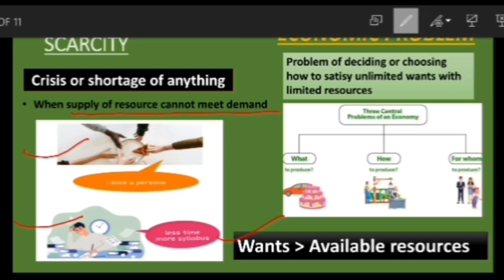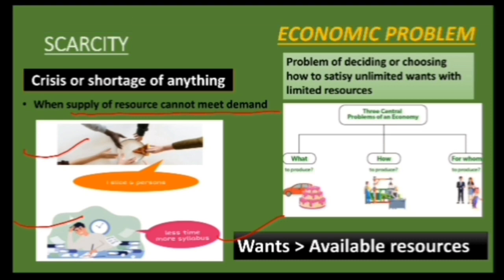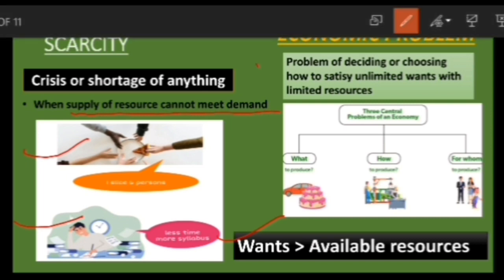अच्छा, economical problem. Here we are finding one new word, economical problem. जैसे कि scarcity को explain किया, वहाँ से it leads to economical problem. So from here we can say that an economical problem means the problem of deciding or choosing how to satisfy unlimited wants with limited resources. Economical problem मतलब when we have to decide or choose how we can satisfy our unlimited needs or wants उन limited resources के साथ, उसे हम economical problem कहते हैं.